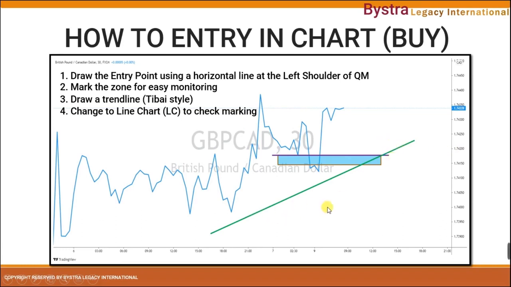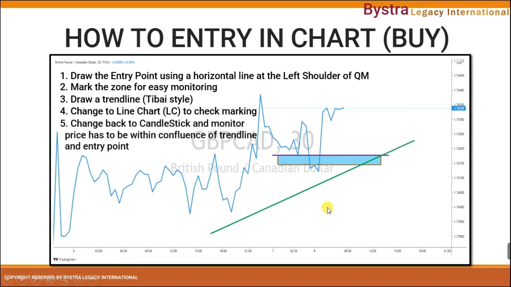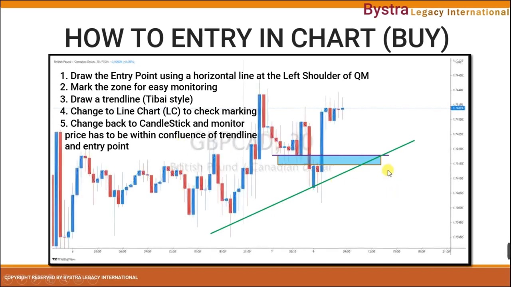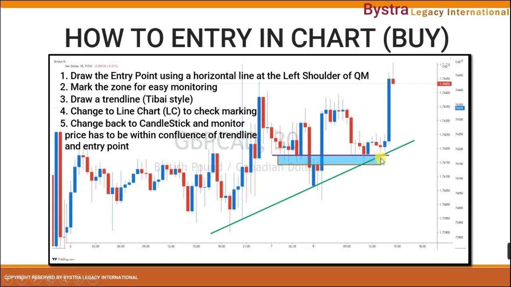Fifth, we change back to candlestick and monitor the price. Like I said earlier, we have to monitor that the price has to be within the confluence of the trend line and the entry point. So now let's have a look. There we go, you see. The price is within the confluence of the trend line. At the same time, it is the same area as our entry point, and price reacted to this QMC and continued to go up.